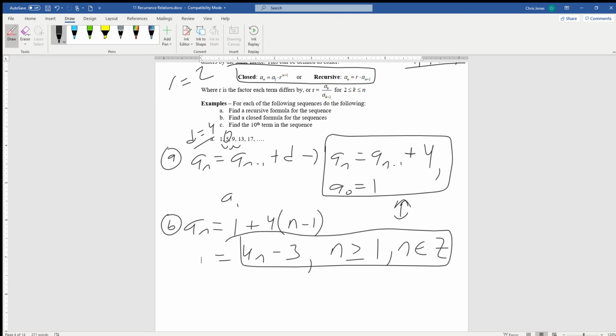These two are the exact same sequences, but if we wanted to find the 10th term in the sequence, it'd be much faster for us to just go through and use the closed form, because we could just substitute 10 back in. So we could say A10 is going to be equal to 4 times 10 minus 3, which is 37. So hopefully you use this example and you can see the relationship between closed forms, recurrence relations, and then being able to access specific terms in the sequences.